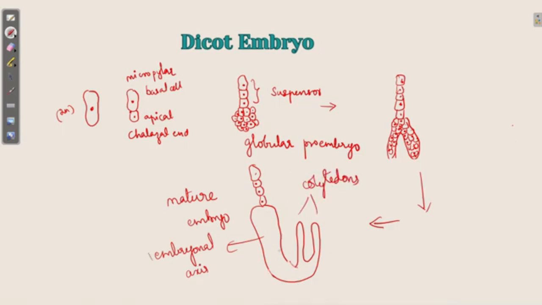The part of the embryonal axis above the level of the cotyledon is the epicotyl, which terminates with the plumule. So epicotyl here terminates with the plumule, whereas the cylindrical portion below the cotyledon is hypocotyl, which terminates at its lower end in the radicle. So this portion is radicle.